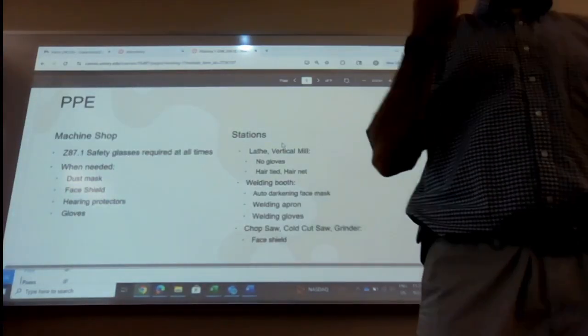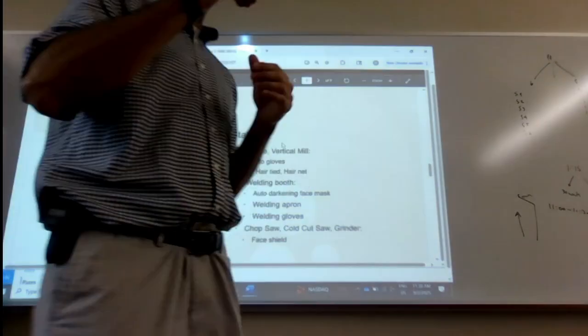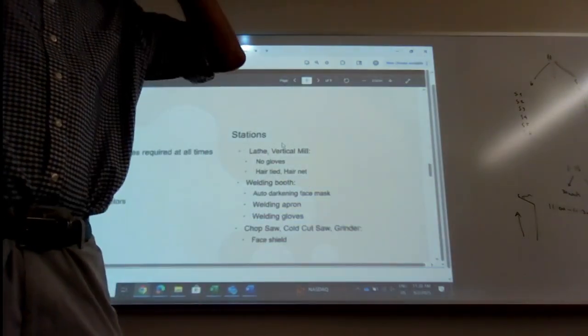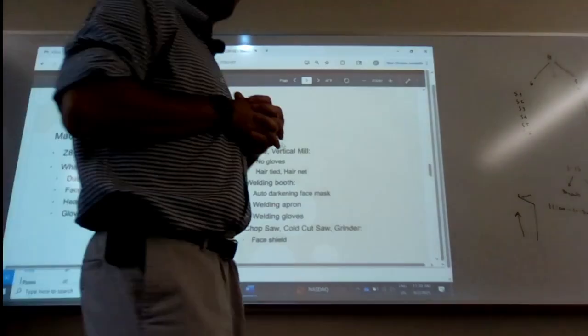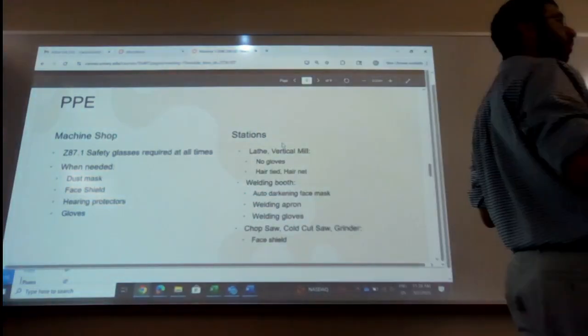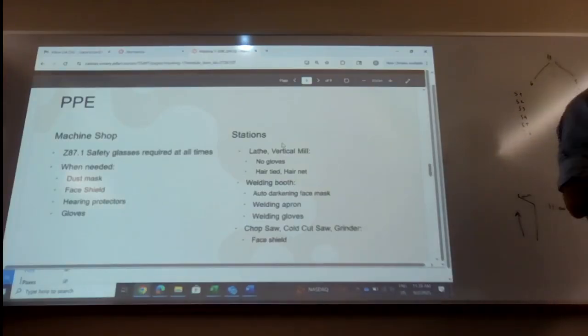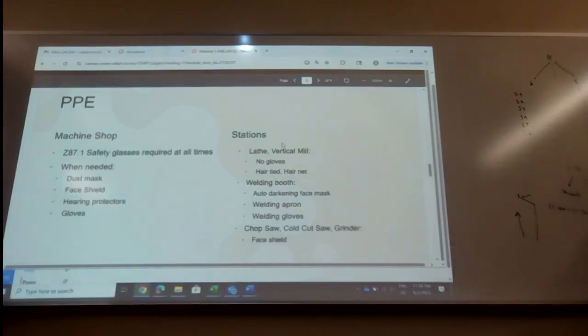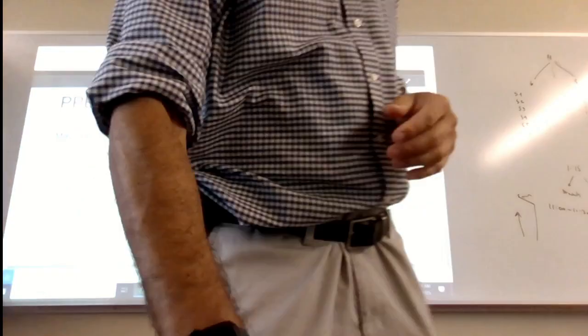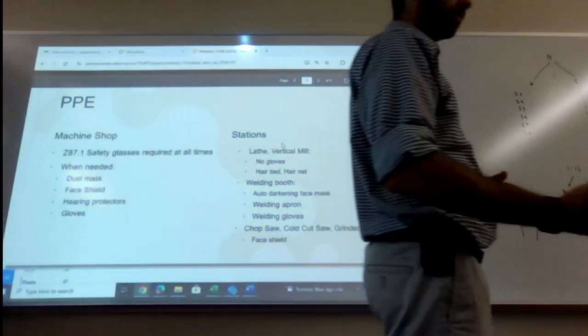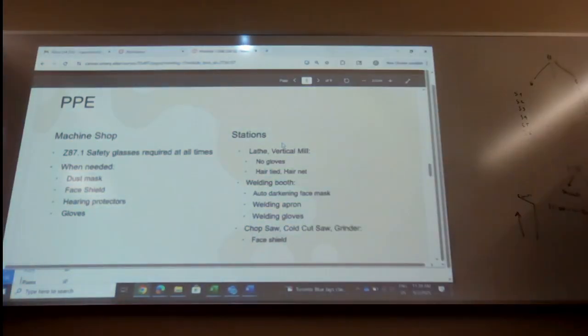And then if you don't wear glasses, you wear the normal safety glasses. If you wear glasses, there's going to be an over glass that you put on. Even when you have your welding helmet on, you wear your safety glasses underneath. Right? All right, when needed, dust mask, face shield, hair protector, gloves. So each station might need something different. You guys are going to understand how each of the equipment works, and then you're going to choose accordingly, right?